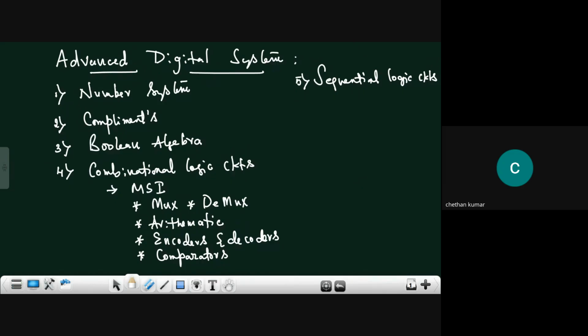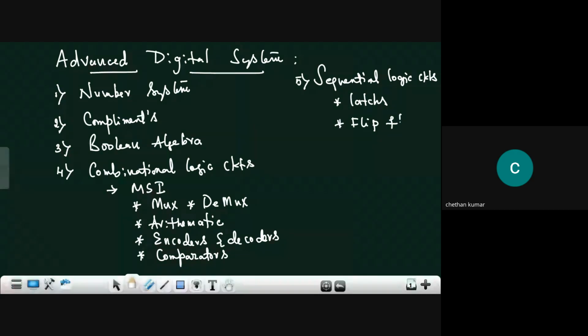Sequential logic circuits. In sequential logic circuits, we'll first discuss latches: how to build a single storage element, a single-bit storage element. Once you understand how to build a single storage element, you can build a multi-bit storage element. So what is a latch? What is the use of the latch? Then what is a flip-flop?